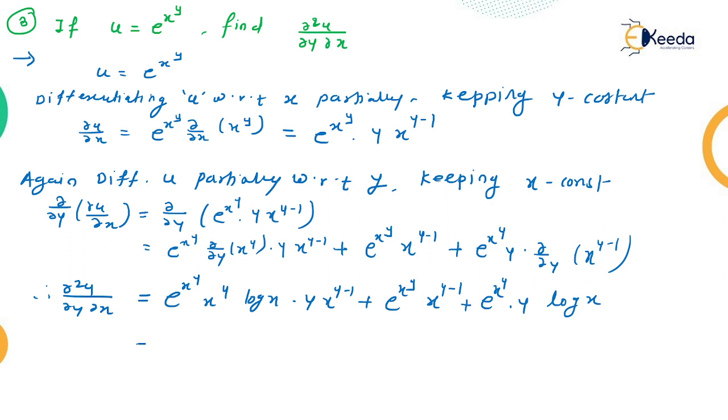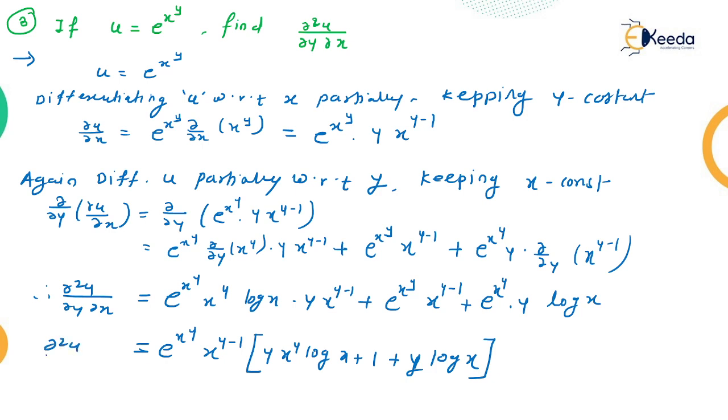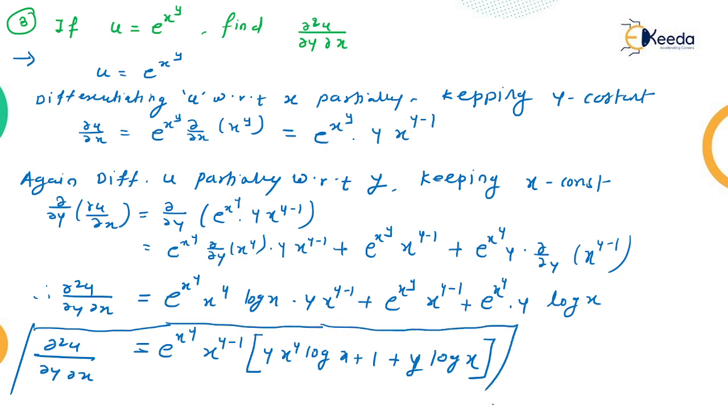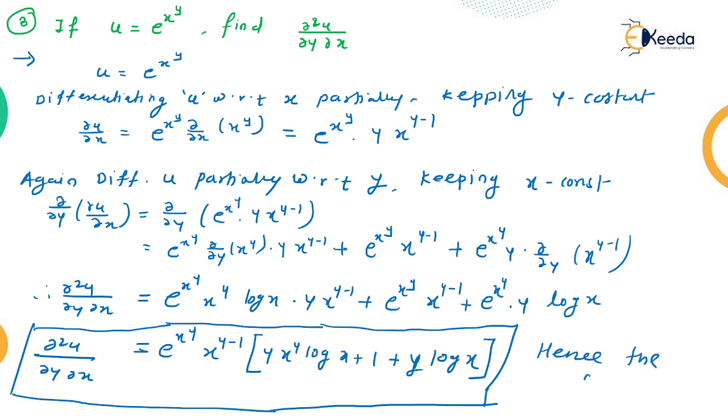Therefore we have to take the common of all these terms. The common is e to the power x raised to y into x power y minus 1, and inside the bracket what is remaining is y into x raised to y log x plus 1 plus y log x. This is ∂²u upon ∂y ∂x, and this is your answer. Hence, the answer.